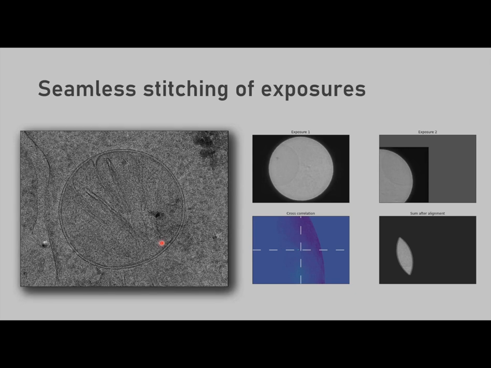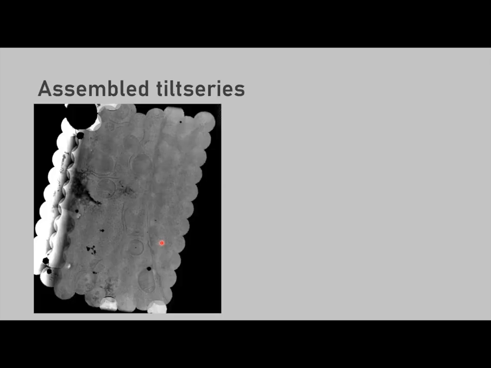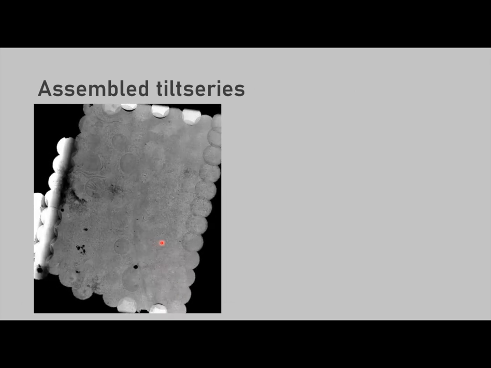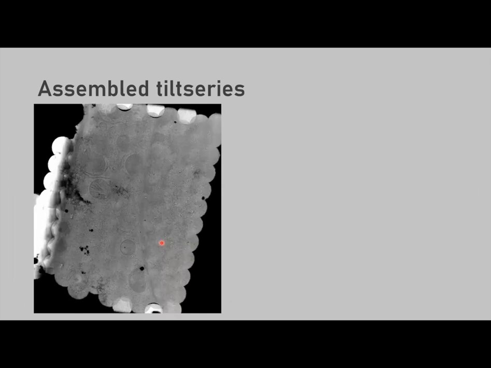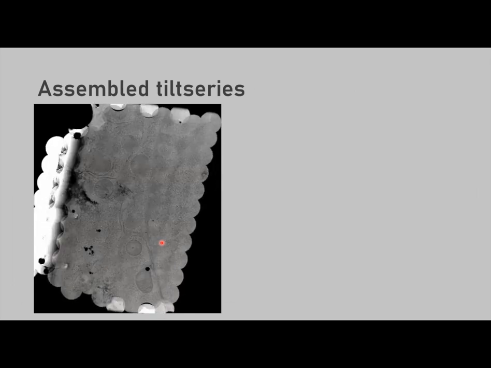And if we do that, we basically get back a seamless image that is still at high resolution, at, for example, 2 angstrom pixel size, but encompasses a much larger area. And then we do the same thing at a variety of tilts, and we have a tilt series of a whole lamella.